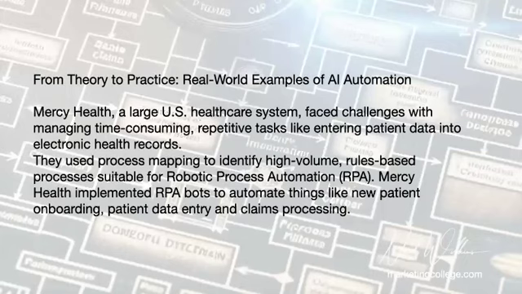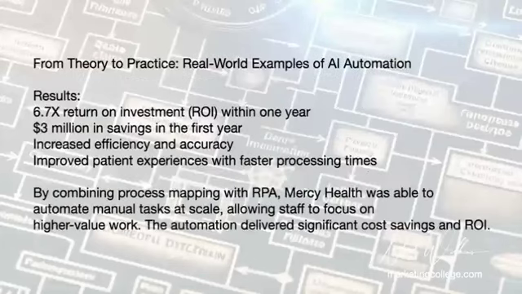And they faced challenges recently with managing some very time-consuming and repetitive tasks as they grew, like entering patient data into electronic health records, for example. So what did they do? Well, they used process mapping software to identify high-volume rules-based processes that they could then use robotic process automation, RPA, you may well have come across that term, to automate things like new patient onboarding, patient data entry, and claims processing. So a lot of what you might term back office stuff. But the only way they could do that was to do process mapping, the likes of which we're talking about here.